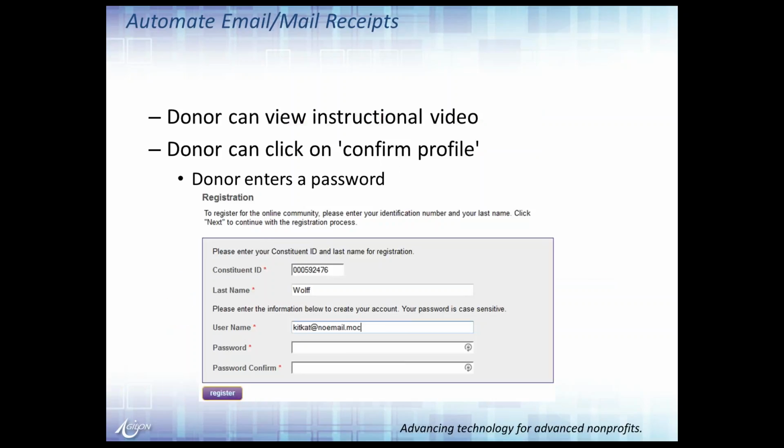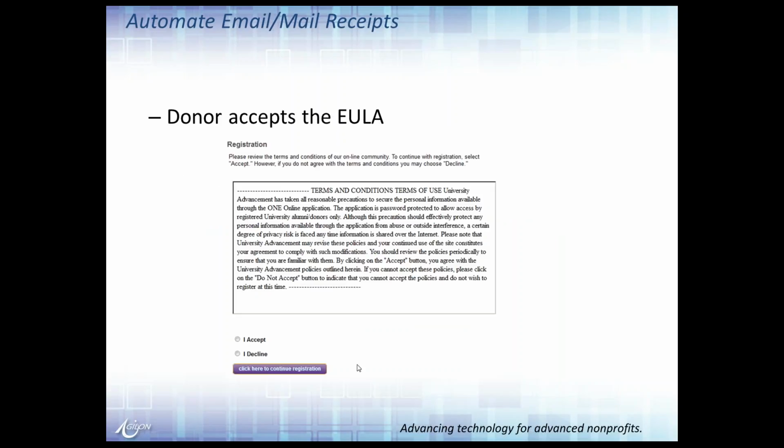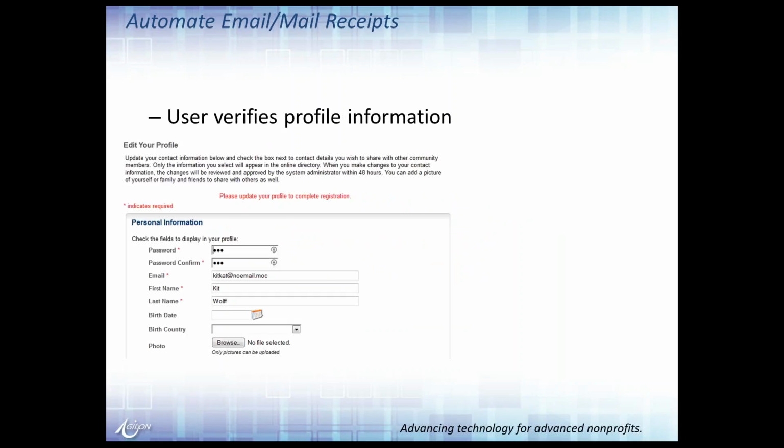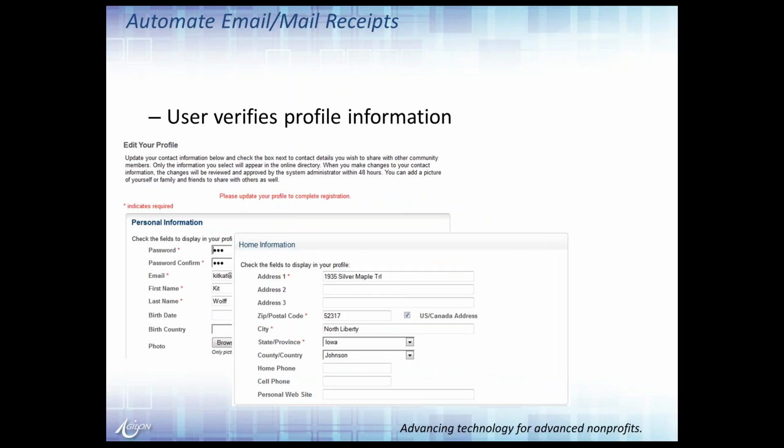So they would get something like this. They could view their instructional video. They would click on Confirm Profile. Then they get this page, which is already populated with their information. All they need to do is put in their password and password confirmation. And then they can click on the Register button, accept the terms and conditions. They're given their profile, which they can then verify. And you can control how much information you include in this particular form that's delivered to them.